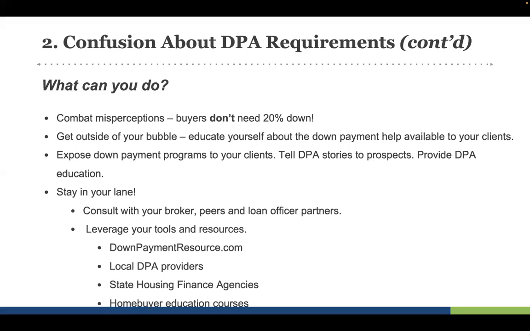Build relationships with the local DPA providers. Get to know their programs, their staff, their guidelines, requirements, timelines, networking opportunities, training and teaching opportunities. Work with your state housing finance agencies. They all have even more staff than a lot of local DPA providers, and often would love to have conversations with agents who are looking to learn more and open the door to down payment help for more buyers.